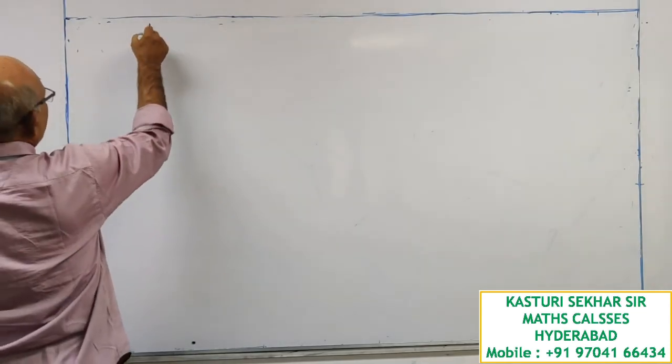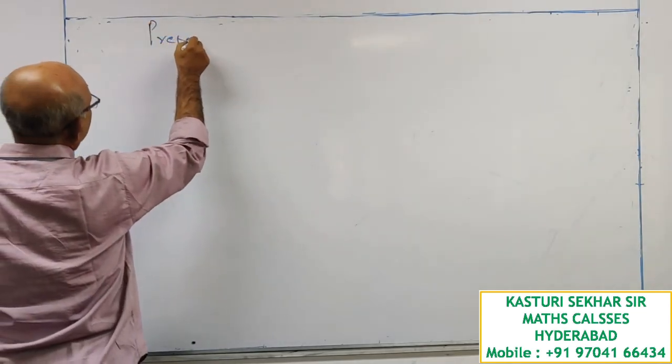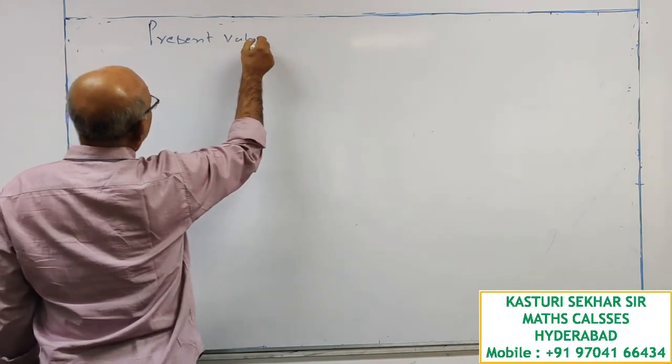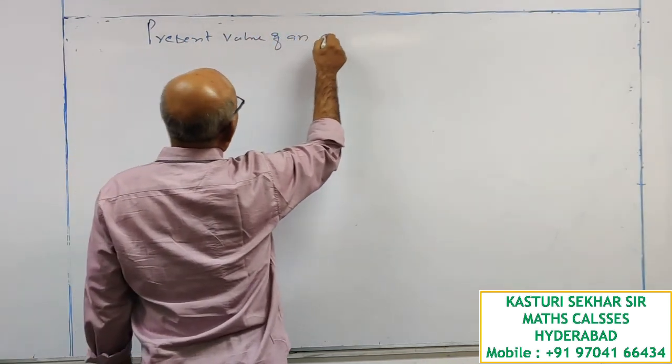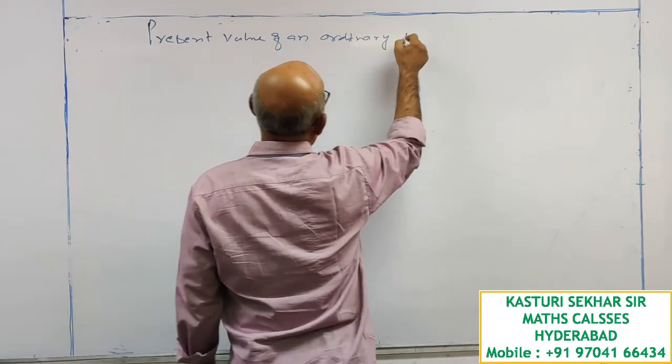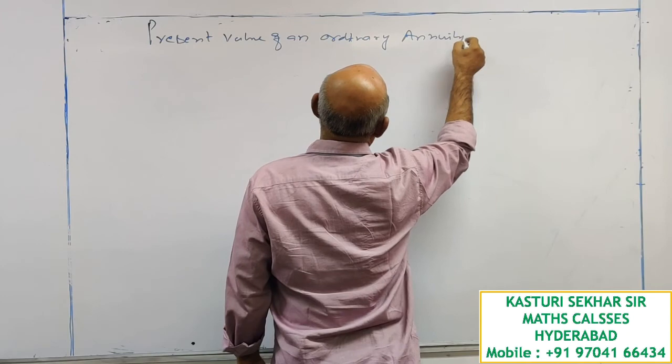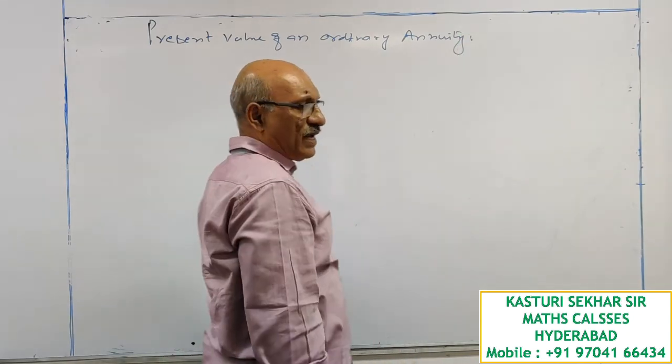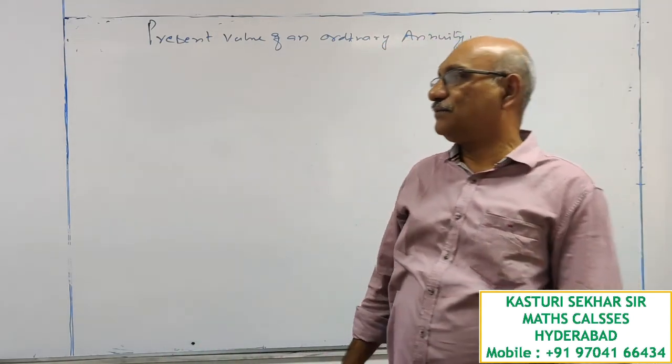Now let us see the present value concept. Present value of an ordinary annuity.